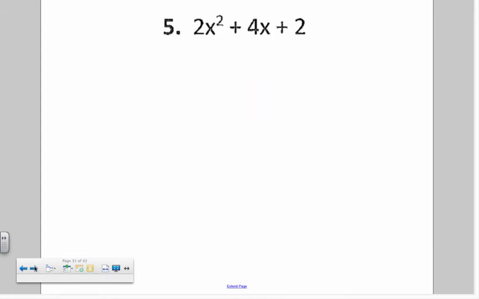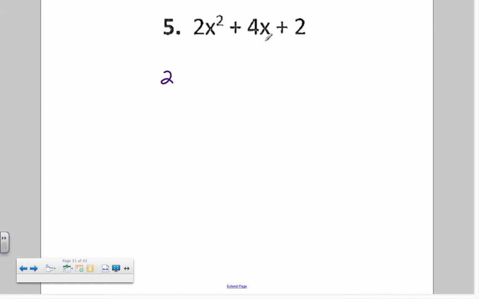Okay, let's take a look at one more on this page, number 5. Again, I'm going to factor out a GCF first, so let's take a look at all of the numbers in my terms. Now I have 3 terms. I have a trinomial. So here I have 2, 4, and 2. Well, all of those have a factor of 2, so I'm going to pull out a 2.